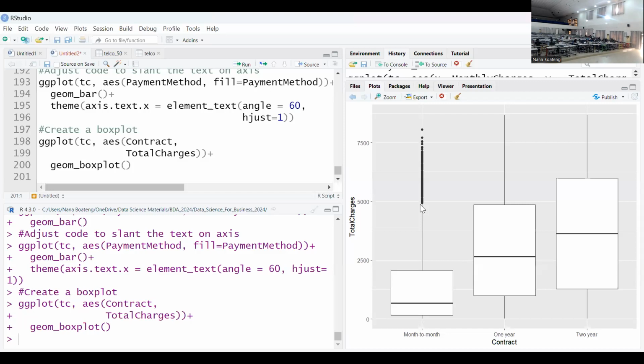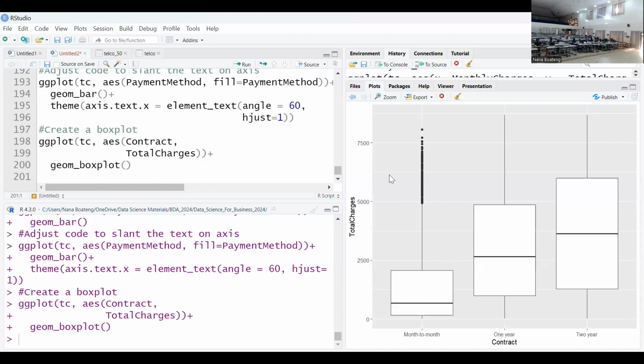All right, so we can make this a bit fanciful. Okay, we can fill this with color according to the type of contract, so that visually it becomes very attractive. Okay, so let's do that. Let's adjust the code a bit and then add the fill.